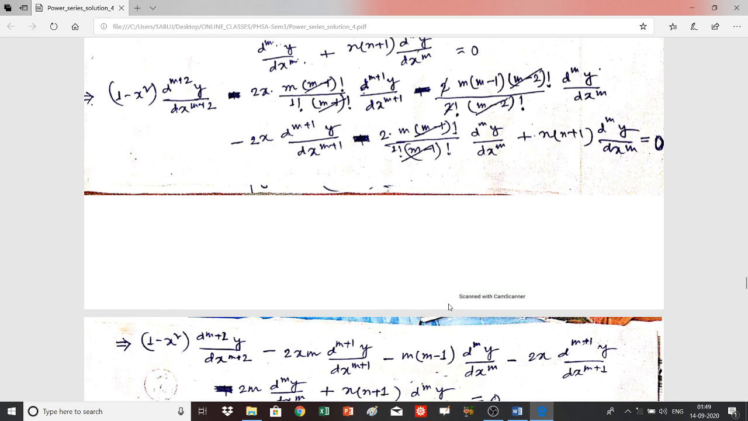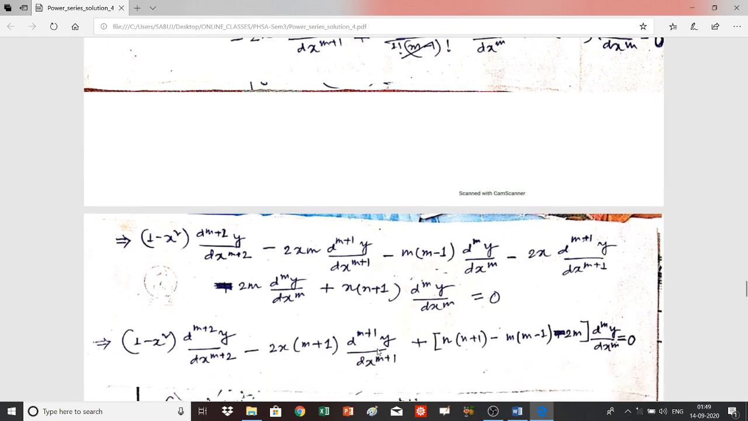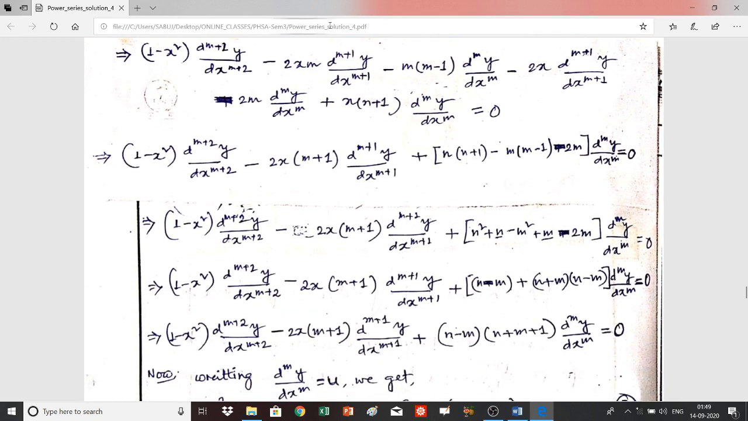Now this term is written as it was, and also from this term you have 2m, so it is minus 2m dmy dxm, and the last term is as it was. So we get finally this term. Now we have to simplify this relation.